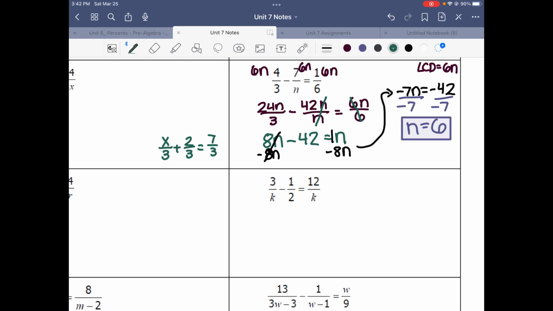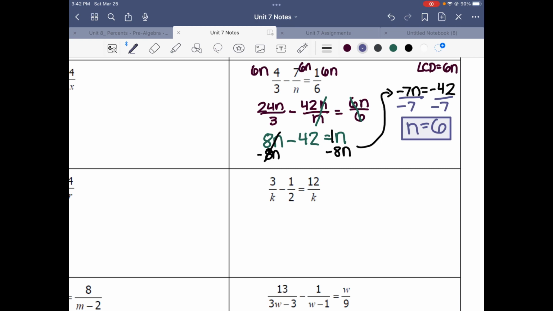So essentially, once the number on the bottom is the same, you're really only focused on the top part right here. x plus 2 equals 7, and you can solve that equation from there. That is what we are going to do on the next one. So it's still kind of the same idea of using the least common denominator, but in a slightly different way.